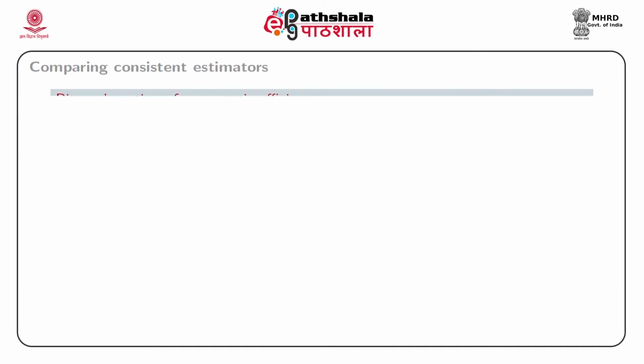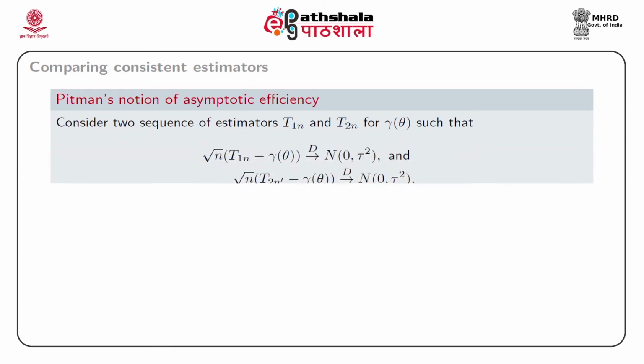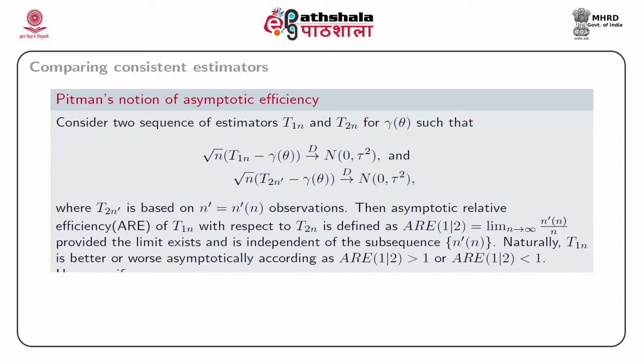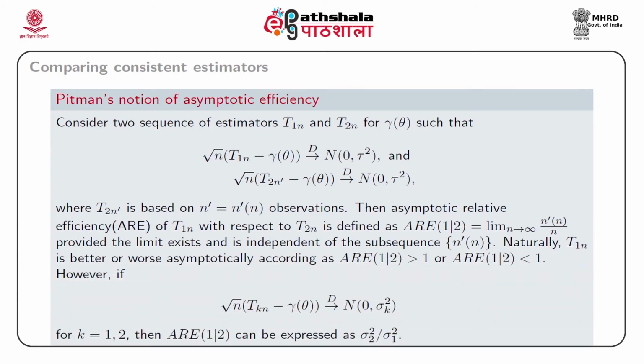So next we consider Pitman's notion of asymptotic efficiency. Consider two sequences of estimators T1n and T2n for gamma theta such that the large sample distribution of T1n is normal with variance tau square, and the large sample distribution of T2n', which is based on n' observations, is again asymptotically normal with the same variance. Then the asymptotic relative efficiency, that is ARE, of T1n with respect to T2n is defined as ARE 1 given 2 as limit n tends to infinity of n' divided by n, provided the limit exists and is independent of the subsequence n'. Naturally, T1n is asymptotically better or worse according as this ARE exceeds 1 or is less than 1.